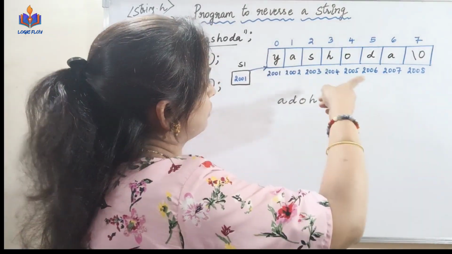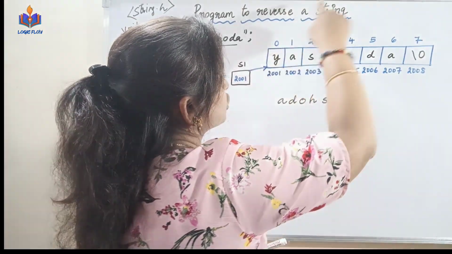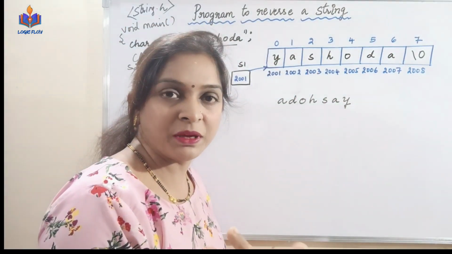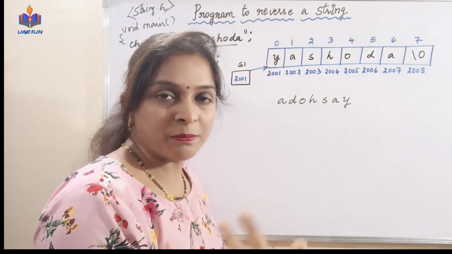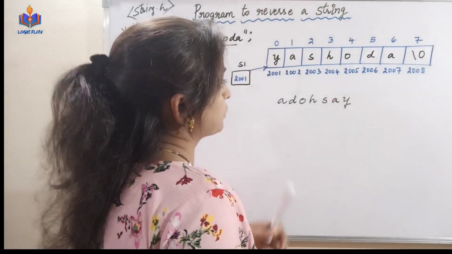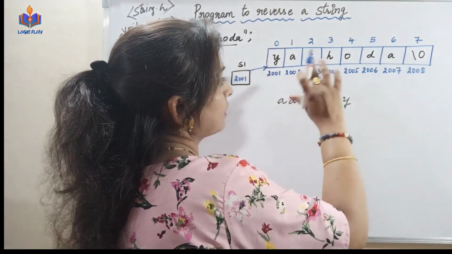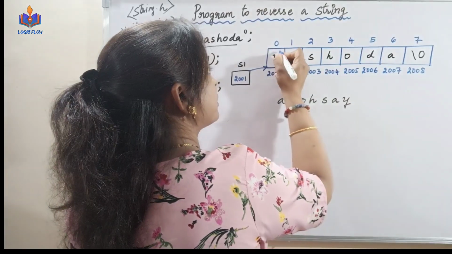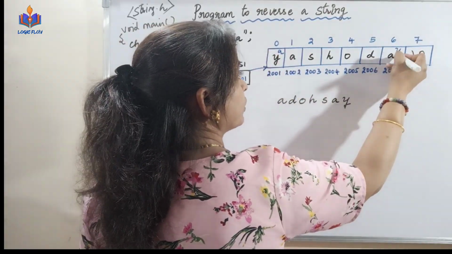When I say I need to reverse, this character should be placed here and this one has to come here. So it is something like swapping that we need to do. Swapping means interchanging. So A should come here. When I say reverse a string, this is the logic we need to think about. A should come here and Y should go here.